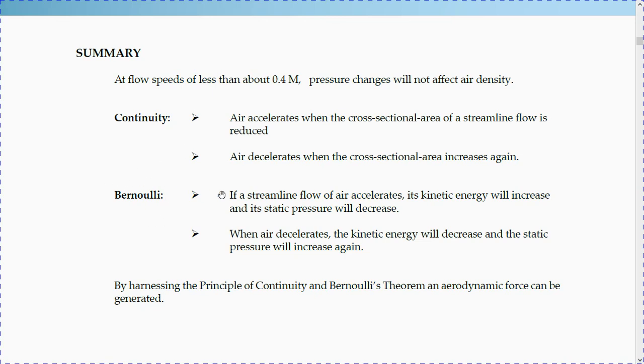Bernoulli's theorem: if a streamline flow of air accelerates, its kinetic energy will increase and its static pressure will decrease. When air decelerates, the kinetic energy will decrease and the static pressure will increase again. So we need both theorems, and we have an aerodynamic force that's generated.